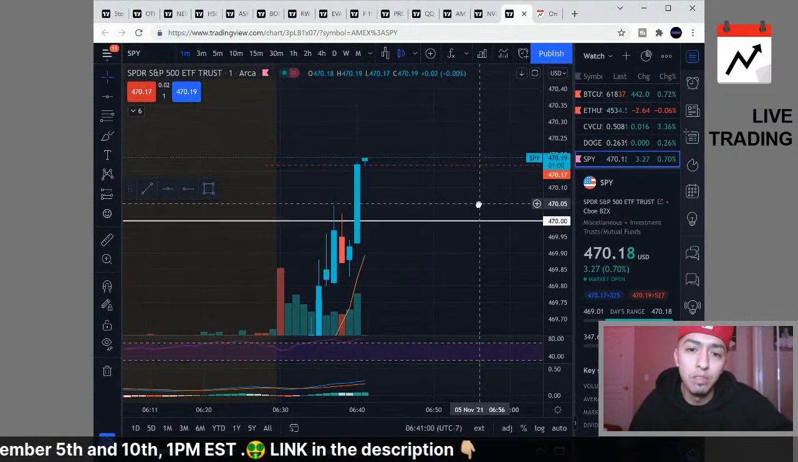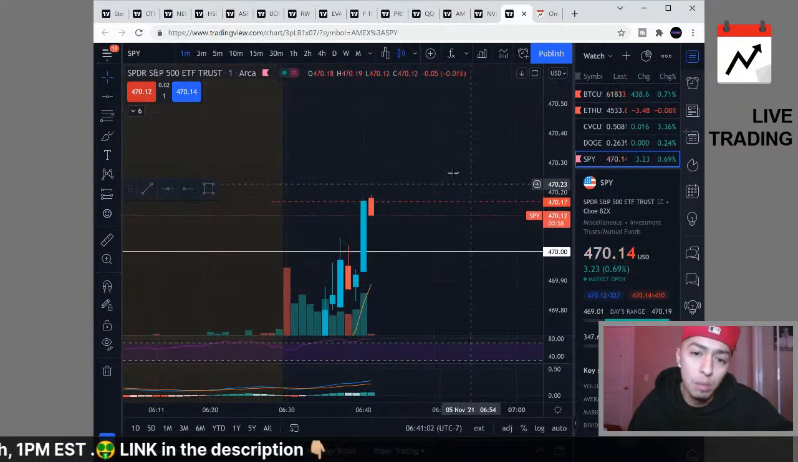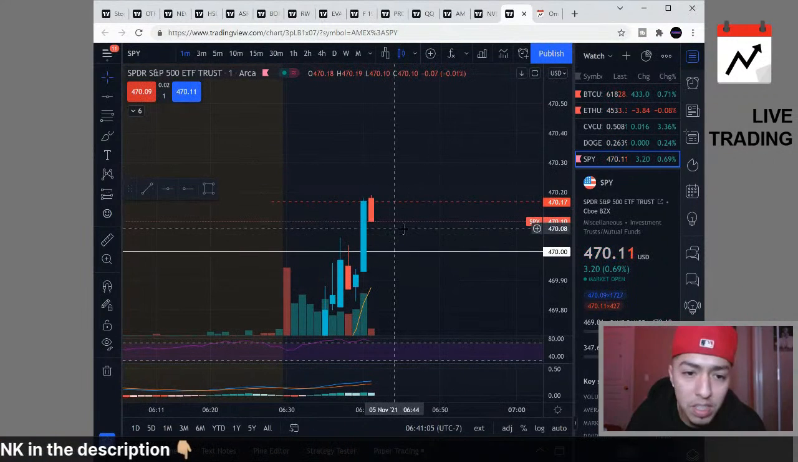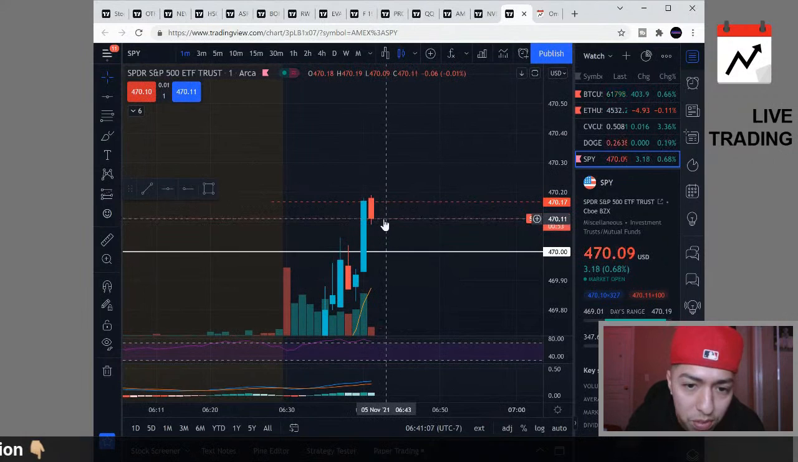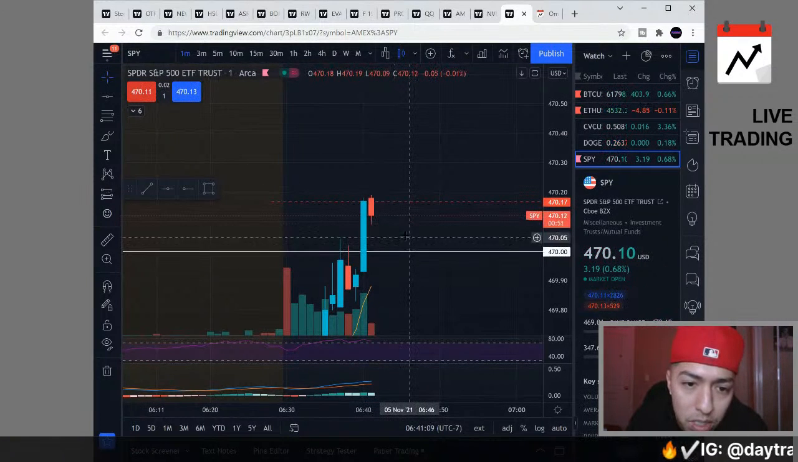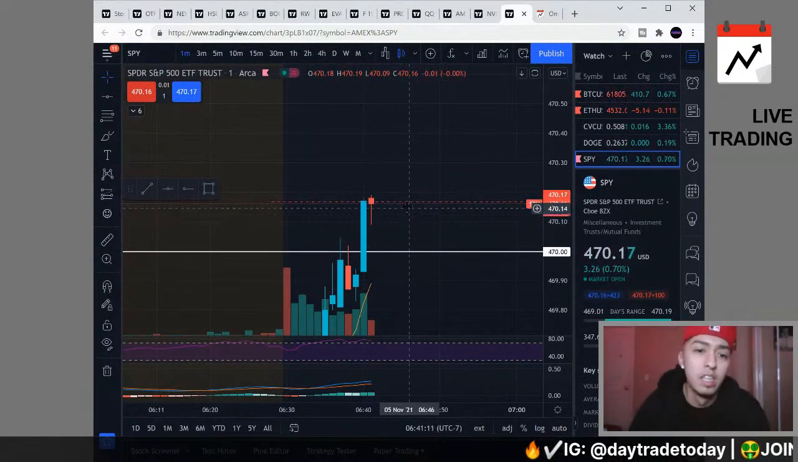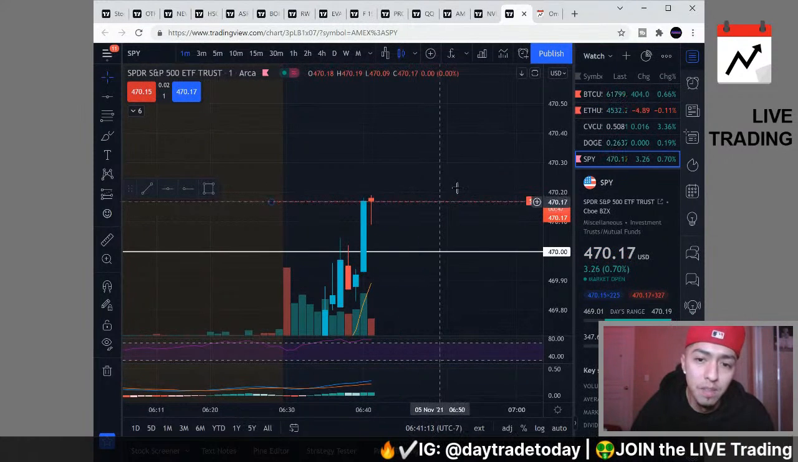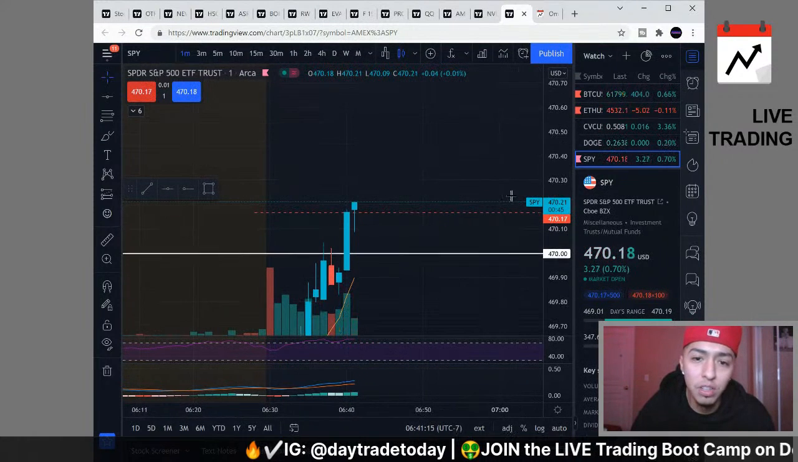There you go. Look, SPY is hitting 470.17. SPY options calls at 470.17. We need a little pullback here. That's fine. We might just come back down to retest 470. If not, it's just a little pullback that we needed. 470.17 right now. You're in the profits.